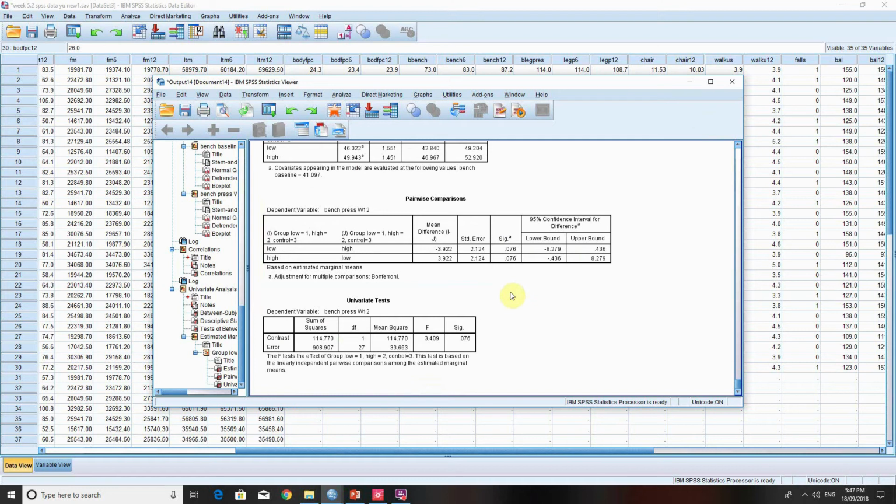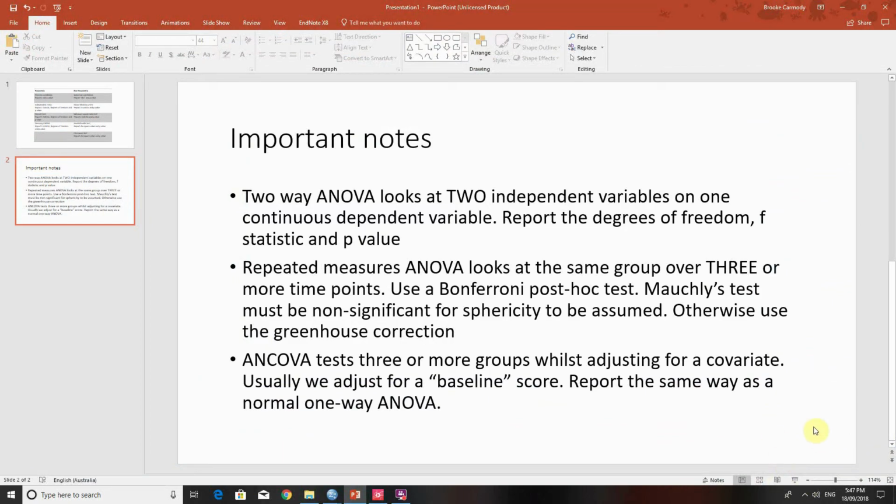So those are the 3 tests I wanted to cover in this video. So the important notes for this is that a two-way ANOVA looks at 2 independent variables on 1 continuous dependent variable. You need to be able to report your degrees of freedom, F statistic, and p-value like a normal one-way ANOVA. Our repeated measures ANOVA looks at the same group over 3 or more time points, and we're using a Bonferroni post hoc test for that one.